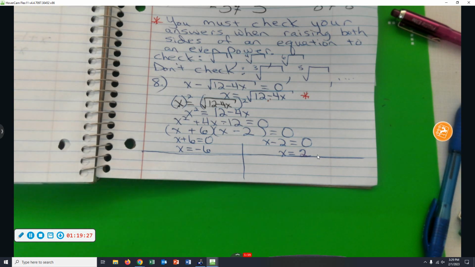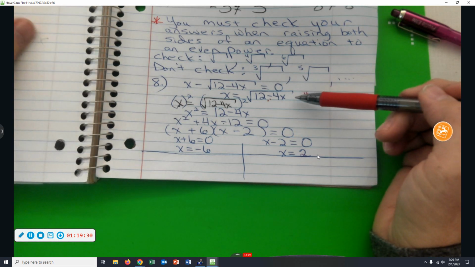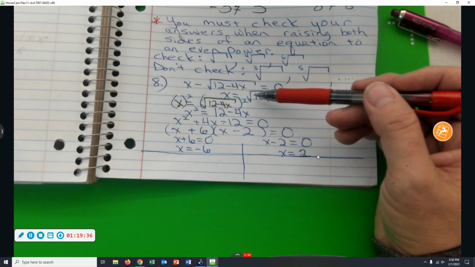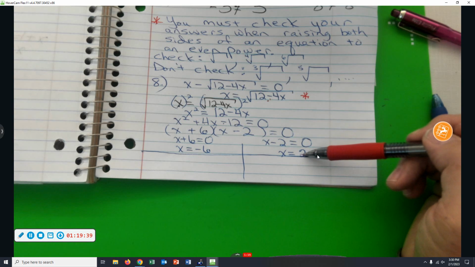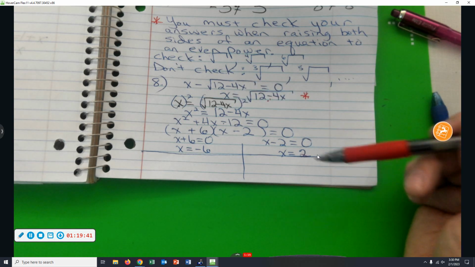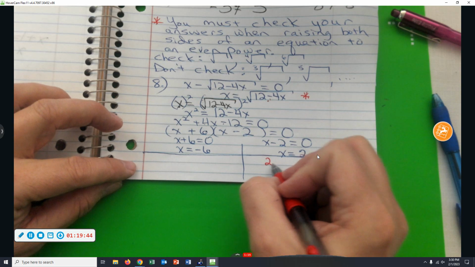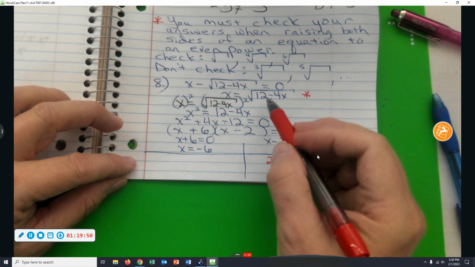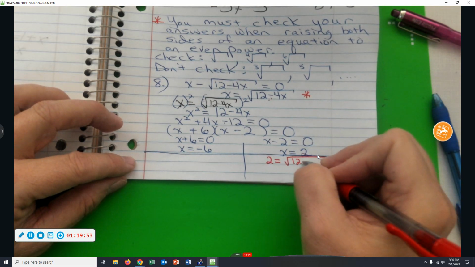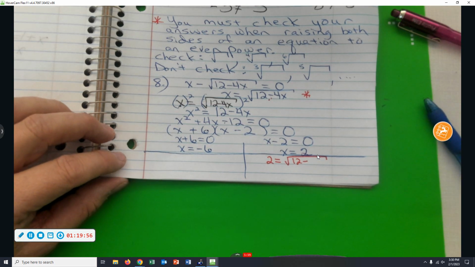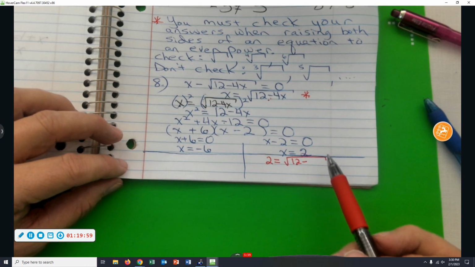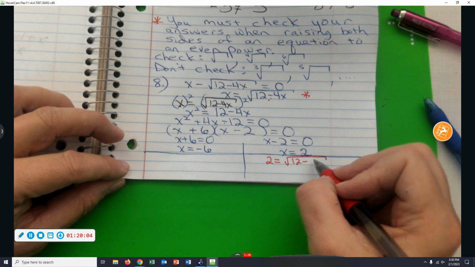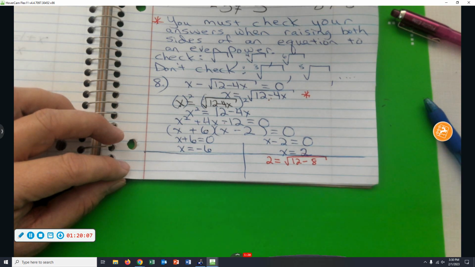Maybe both of them. I'm running out of room, so I'm not going to rewrite this line, but this is the line that I'm checking in, where the radical is isolated. Plug in 2. I'm going to do 2 first. 2 equals the square root of 12 minus, replacing every x with a 2. When you put that 2 in for the x, 4 times 2 is 8.